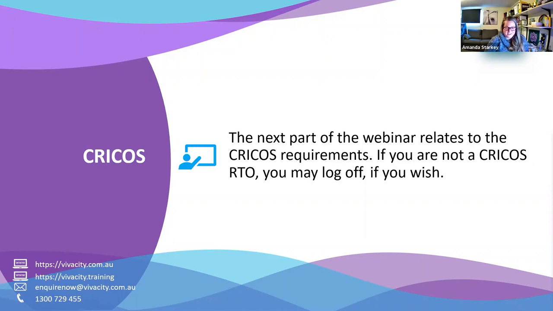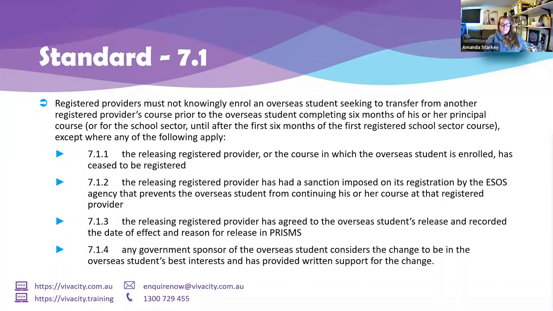Okay, into CRICOS. So standard 7.1 states that registered providers must not knowingly enrol an overseas student seeking to transfer from another registered provider's course prior to the overseas student completing 6 months of his or her principal course. Or if you're in the school sector, which none of our clients are, until after the first 6 months of the first registered school sector course. Except where any of the following apply.